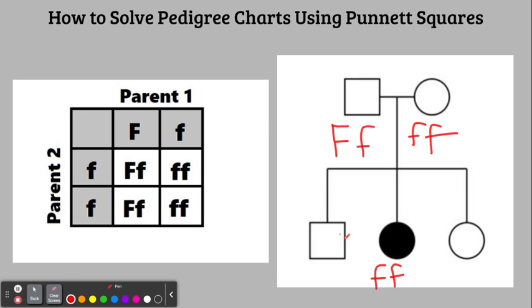And let's say the boy has red hair, so he has to have uppercase F and lowercase f. And let's say the daughter has blonde hair, so she also has to have lowercase f like the other daughter. So Punnett squares help solve pedigree charts by figuring out what the genotype of the thing is.